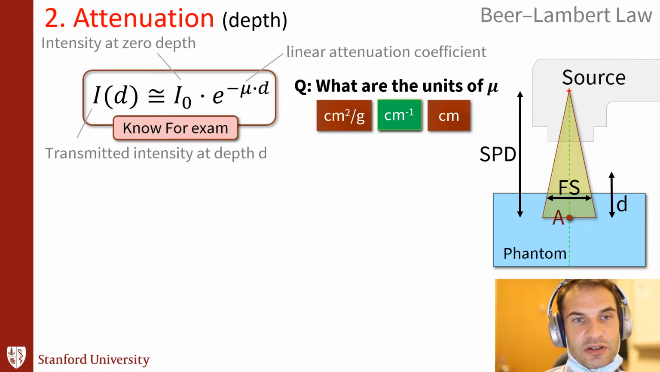A good trick to know is that logarithms and exponentials have to be unitless. So the exponent here, mu d, must be unitless. We know the units of d are centimeter, so the units of mu must be inverse centimeter.